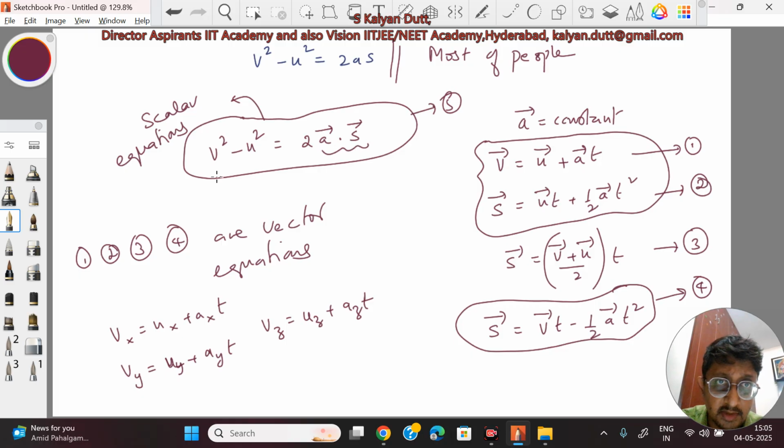This is a scalar dot product. This is v dot v, actually v square. This is u dot u, u square. And with scalars, there is no way you can split them. So at least from here you can't write vx square minus ux square is 2ax sx. You can write this in another way by deriving it differently, but not directly from here. Now, why is this important?